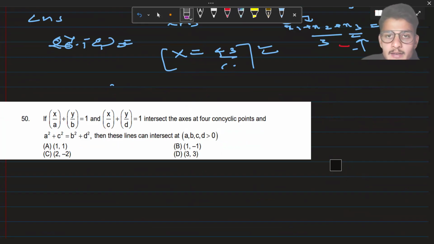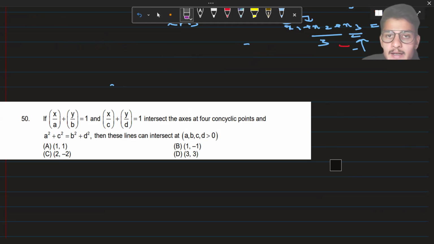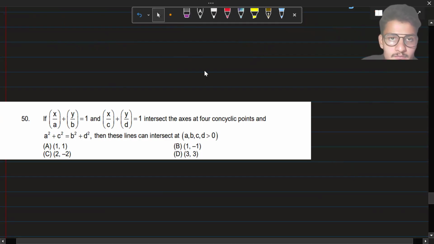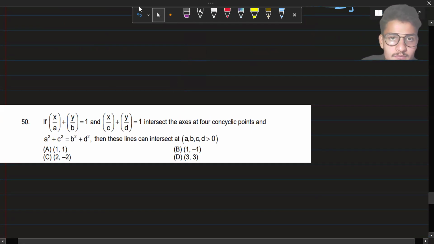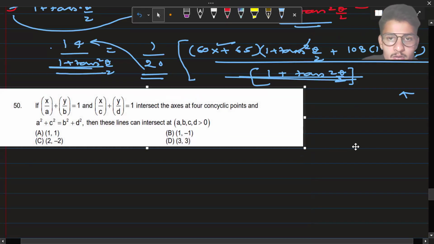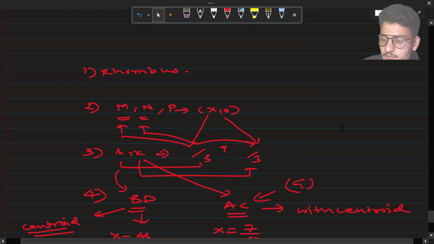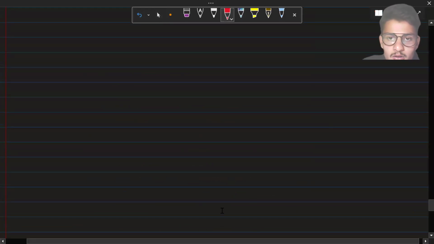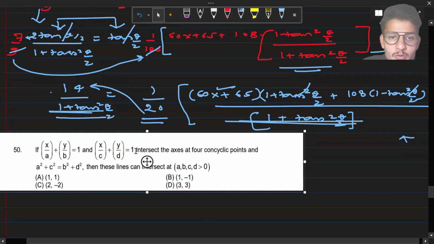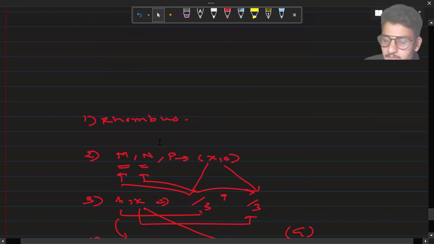What intuition is coming? That these are intersecting at the x-axis and y-axis at 4 points, and these 4 points are concyclic. Okay, what do you mean by concyclic points? Do you know what concyclic points are?